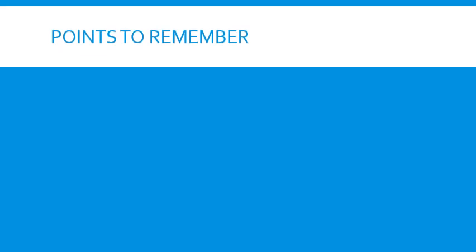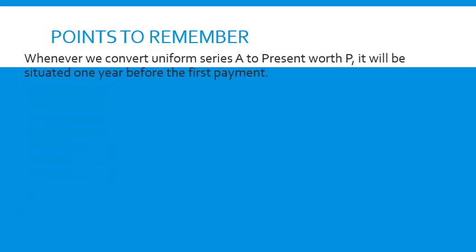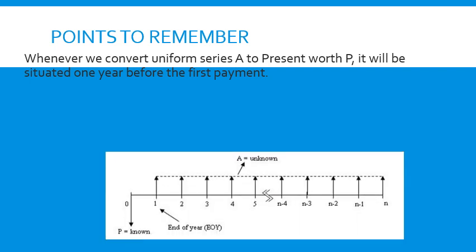Let us highlight the points that we have discussed so far. First point is that whenever we convert a uniform series A to present worth P, it will be situated 1 year before the first payment. What does that mean? Let's look at the cash flow diagram. See here, the uniform series A has started from the first year. Where is its P? It is always 1 year before the first payment. First payment is on the first year, so its P will be situated at the 0th year. That is the meaning of that.